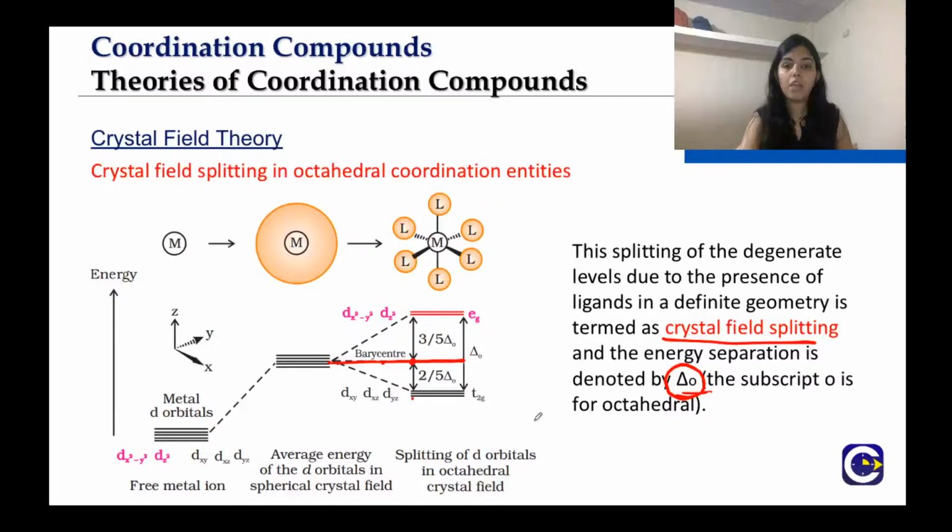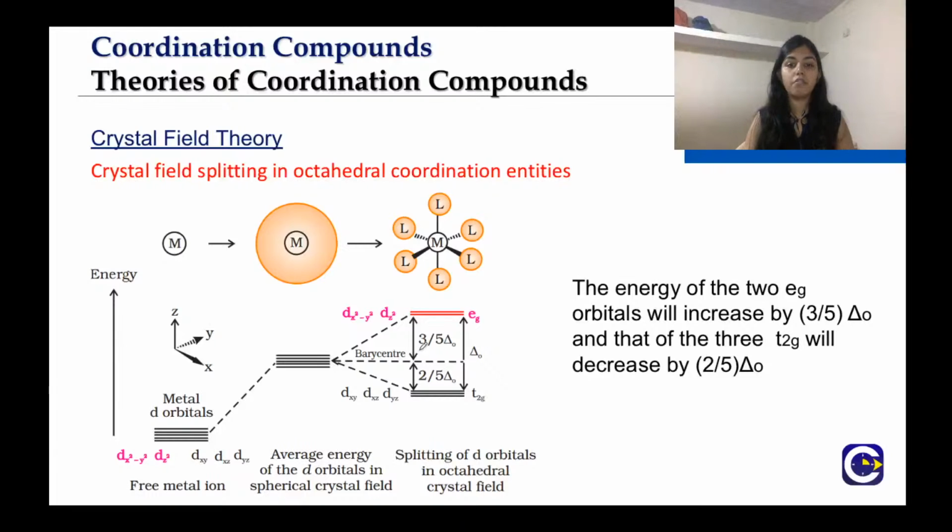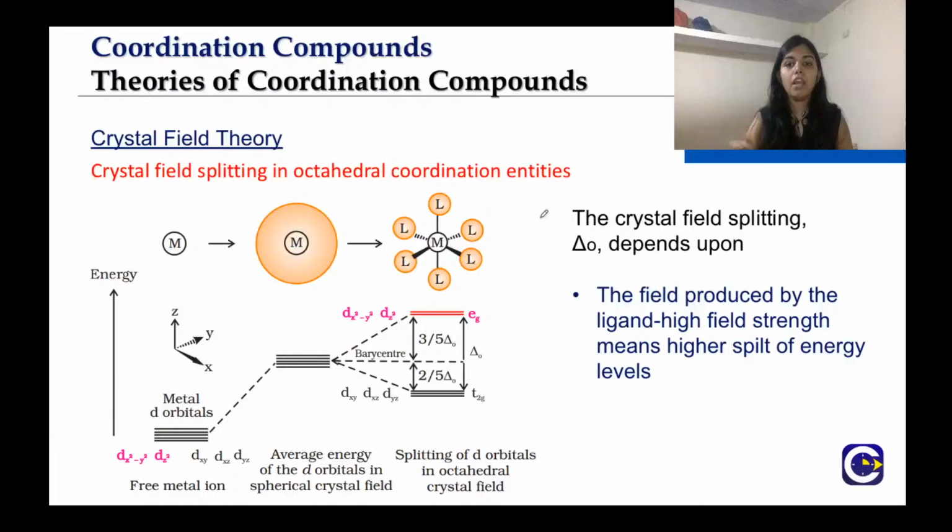Now next, we will study the factors which will be affecting crystal field splitting, that is delta O. So this all I have explained, that Eg energy will increase by 3 by 5 delta O and T2G will decrease by 2 by 5 delta O, where delta O is the crystal field splitting and O stands for octahedral complexes. Now, the factors on which delta O depends.